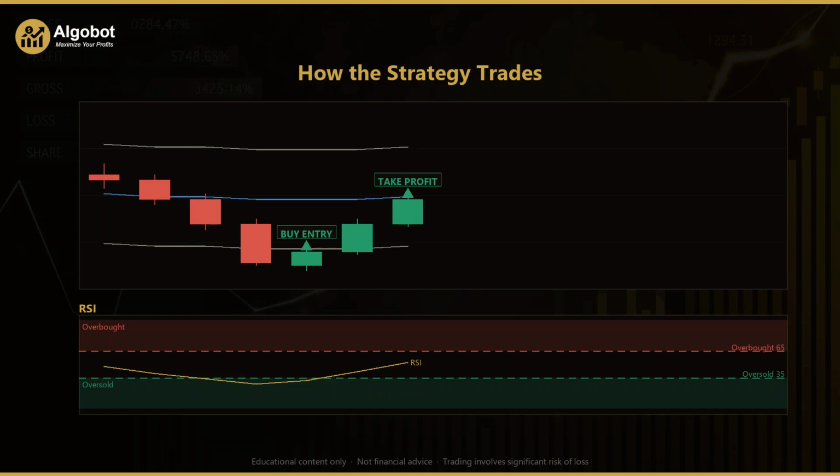Now look closely at the fourth candle. It closes below the lower band. The RSI is sitting below the oversold level of 35, and crucially this candle is bullish, closing above where it opened. That is the first sign of the snapback. All three conditions agree, so the buy entry is signaled here, marked on the chart. The EA also checks that the distance up to VWAP is large enough relative to the stop, and it is, so the trade is accepted.